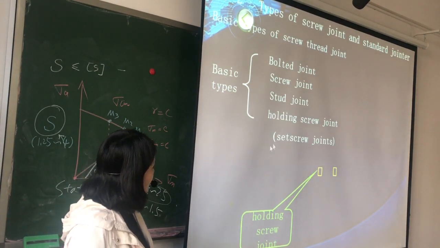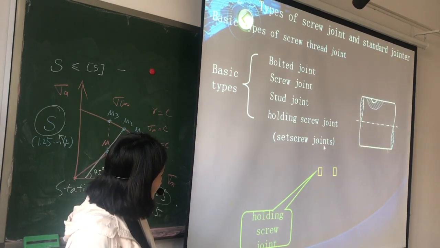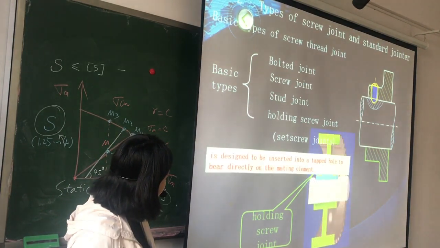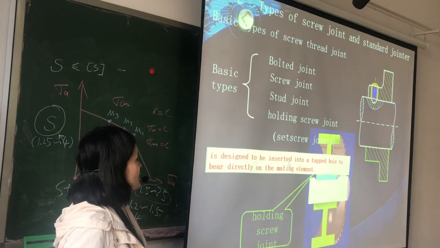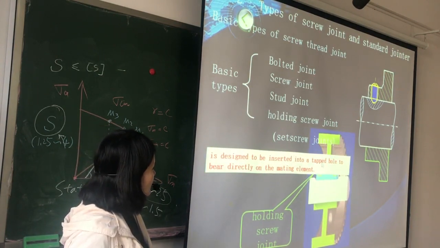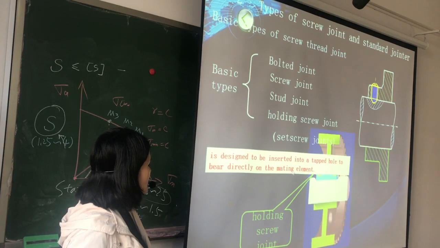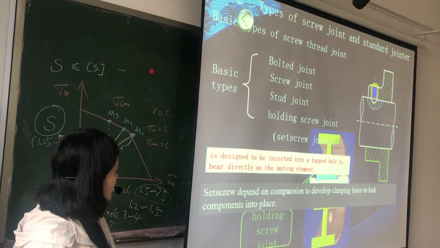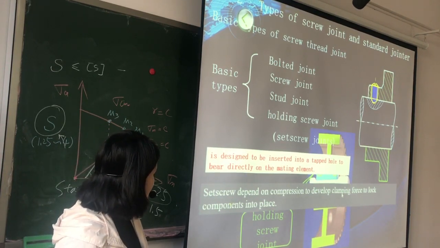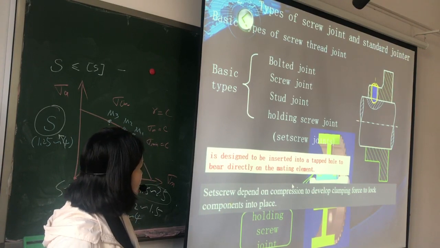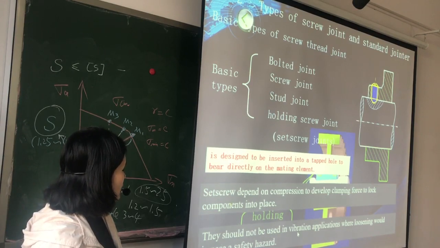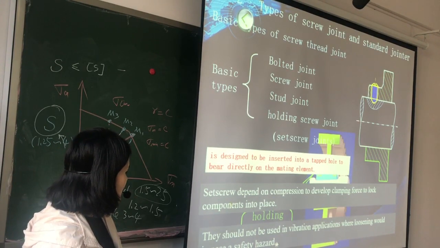And the holding screw joint or set screw joint, like this, is designed to be inserted into a tapped hole to bear directly on the mating element. And the screw depends on compressing to develop clamping force to lock components into place. And they should not be used in vibrating applications where loosening would impose a safety hazard. Okay.